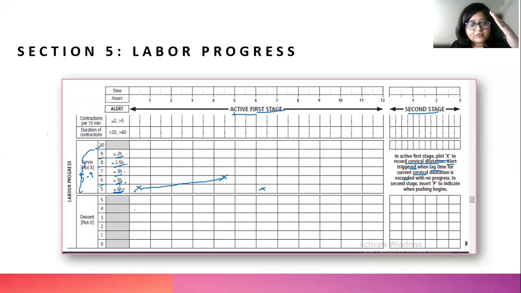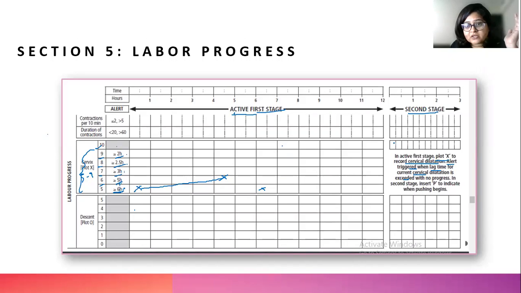We no longer say the woman should deliver within 6 hours if she comes at 4 centimeters. We are now saying we can allow her to be at 5 centimeter for 6 hours, at 6 centimeters for 5 hours, at 7 centimeter for 3 hours, at 8 centimeter for 2.5 hours, at 9 centimeter for 2 hours. And once she's in the second stage, we now start entering here.